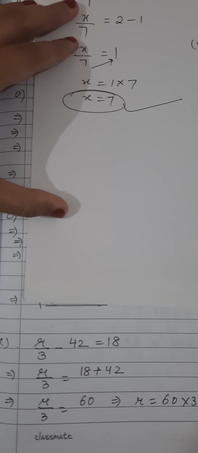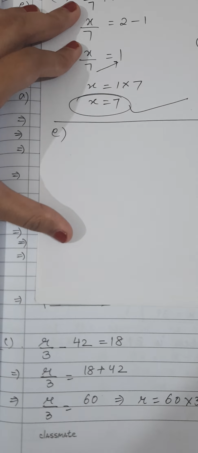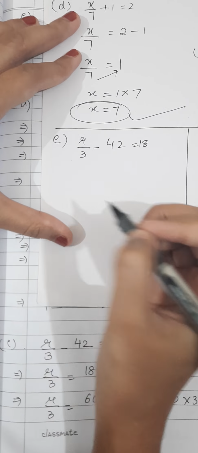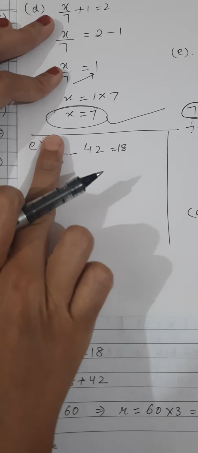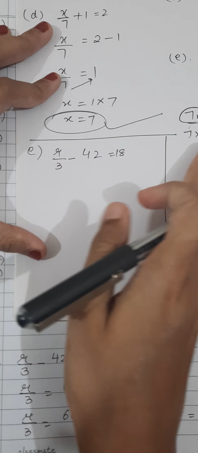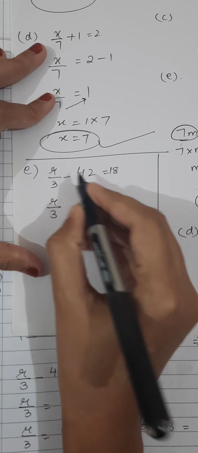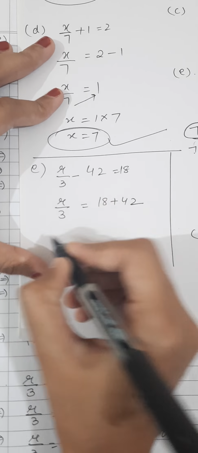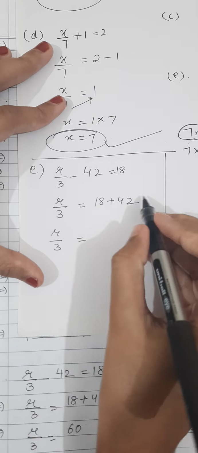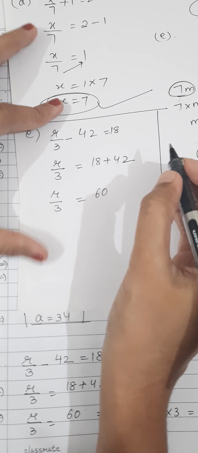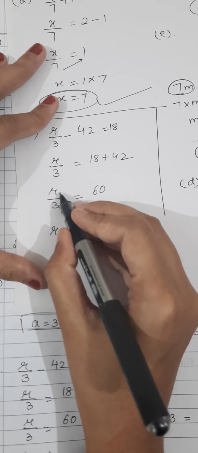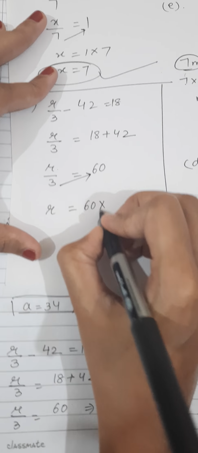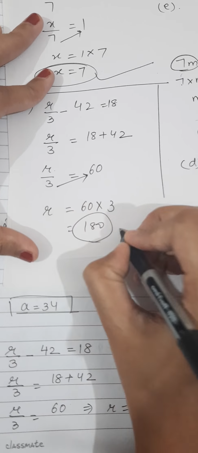Okay, now let's do the E part. E part is also similar to D part. r upon 3 minus 42 equals to 18. Now this is the question. Before solving this, let's take this to the other side. This will go to the other side and it will change to plus 42. So r upon 3 is equals to, what will come here? 60. And now we have to find the value of r. To find value of r, this 3 has to go to that side. So this will become 60 multiplied by 3, and this is going to be 180.